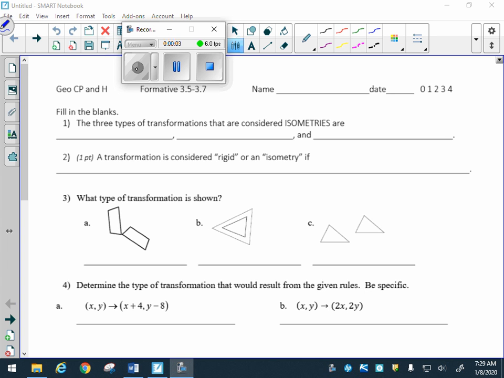Okay, so I'm just going to go over the answers to this formative quickly so that you guys can understand these things before you take your test.